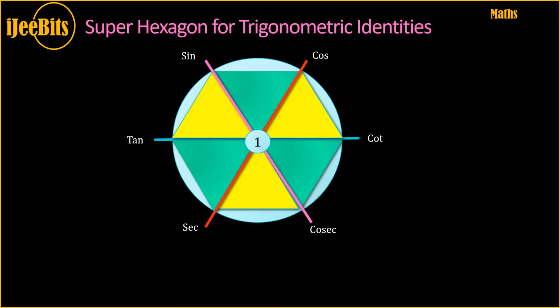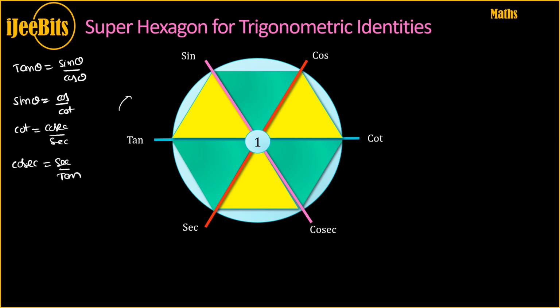So, quick review. If you look at this direction, what we have seen is tan theta equal to sin theta by cos theta, right? And then similarly, we can follow all the rules. So sin theta means cos by cot, and then cot means cosecant by secant. If you look at cosecant, which is nothing but secant by tan, right? And what else we have? Secant means tan by sine.